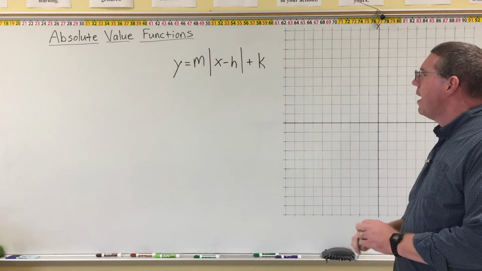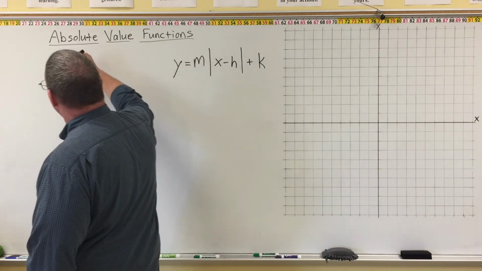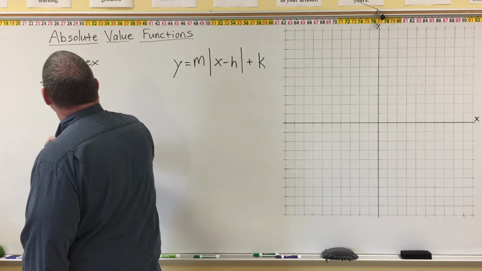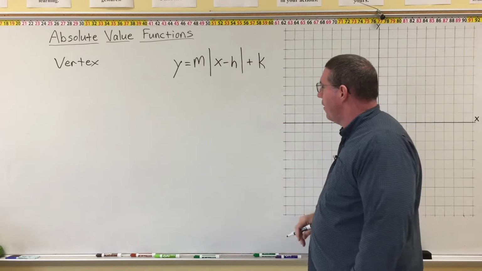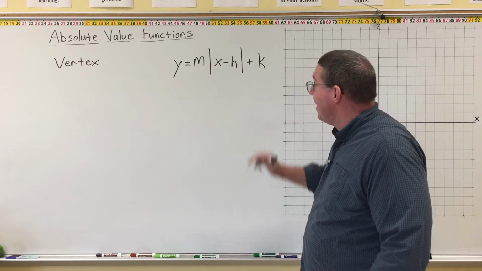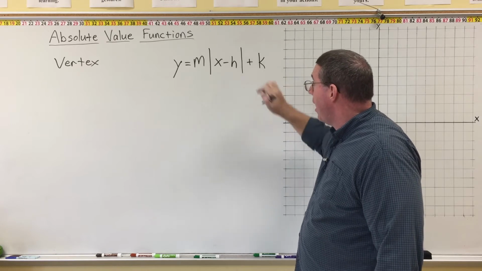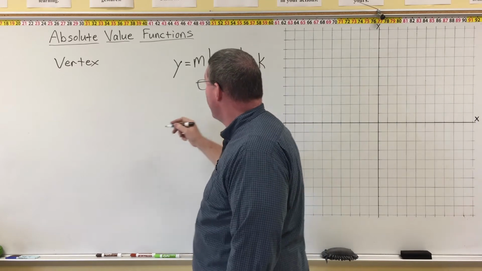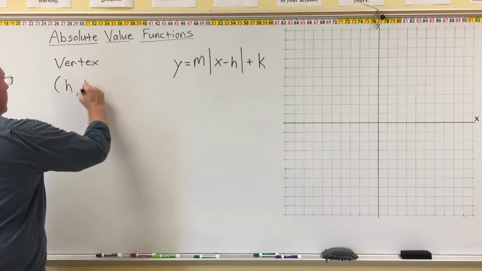So let's go ahead and look at an example of an absolute value function. What I'd like to start with, very simply, probably the easiest thing to do, is identifying the vertex of an absolute value function. So that's the first thing we're going to do, is identify the vertex. If the absolute value function you're looking at is in the form m times the absolute value of x minus h plus k, then here's how you identify the vertex. The vertex, very simply, is at the point h comma k.